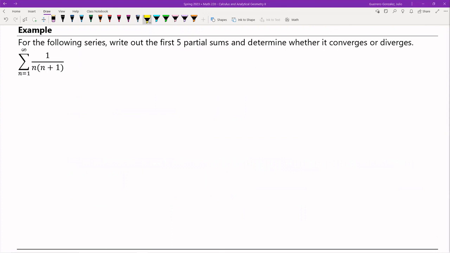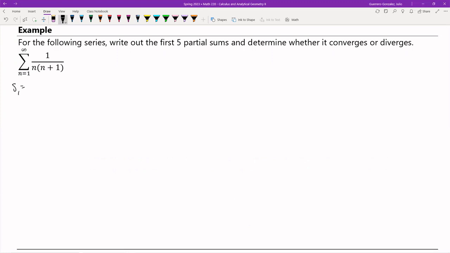Okay. I'm going to do it by the first five partial sums. What we're going to do is first find the partial sums, the first five, and see if we can find an equation for it. Let's see if we can find what's called the closed form. And based off of that closed form, determine whether or not it converges. Okay, so let me go ahead and do the partial sums first.